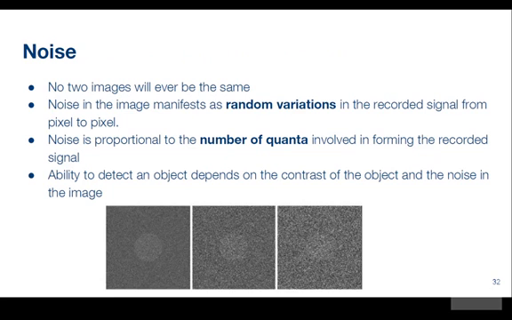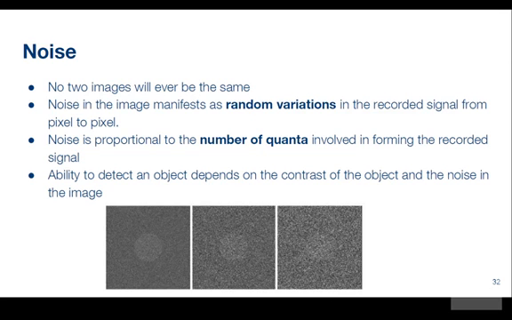So saying a bit about noise, I've already said no two images are ever the same, and that's because there are random variations in the recorded signal from pixel to pixel. The noise is related to the number of quanta involved in forming the recorded signal, and the ability to detect an object is going to depend on the contrast, so the inherent difference in the signals, and the noise in the image.